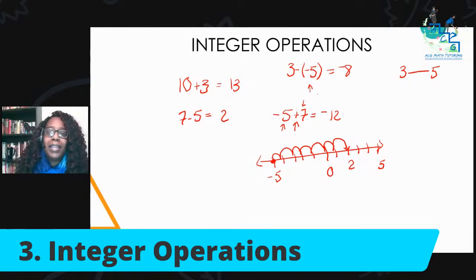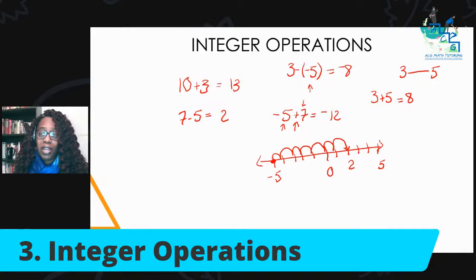So what's happening here is when you minus a negative, it's the same as when you're multiplying. When you multiply a negative times a negative, everybody can always tell me the rule. It's going to be positive. So it's really going to be 3 plus 5. And what's 3 plus 5? That's going to be a positive 8.